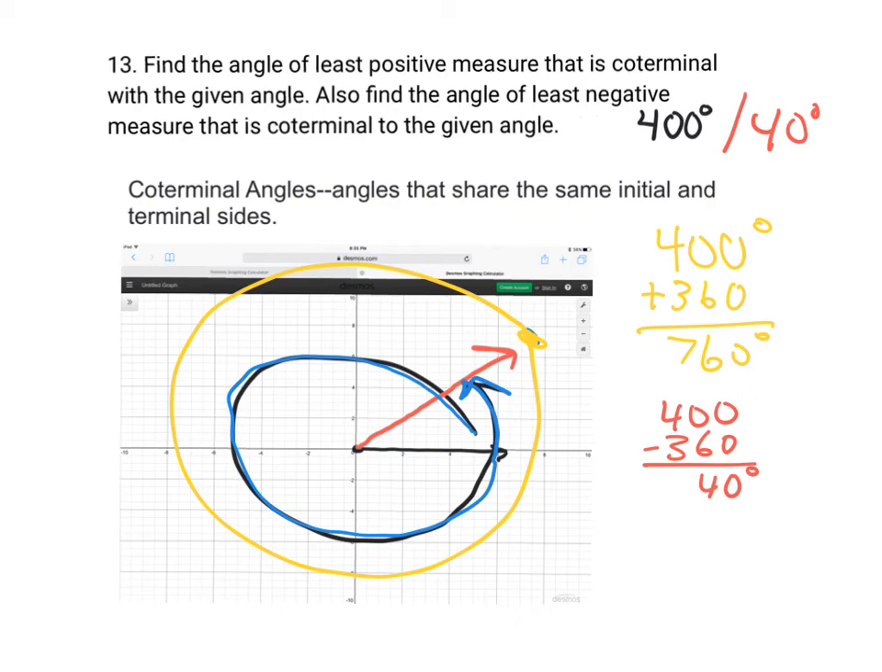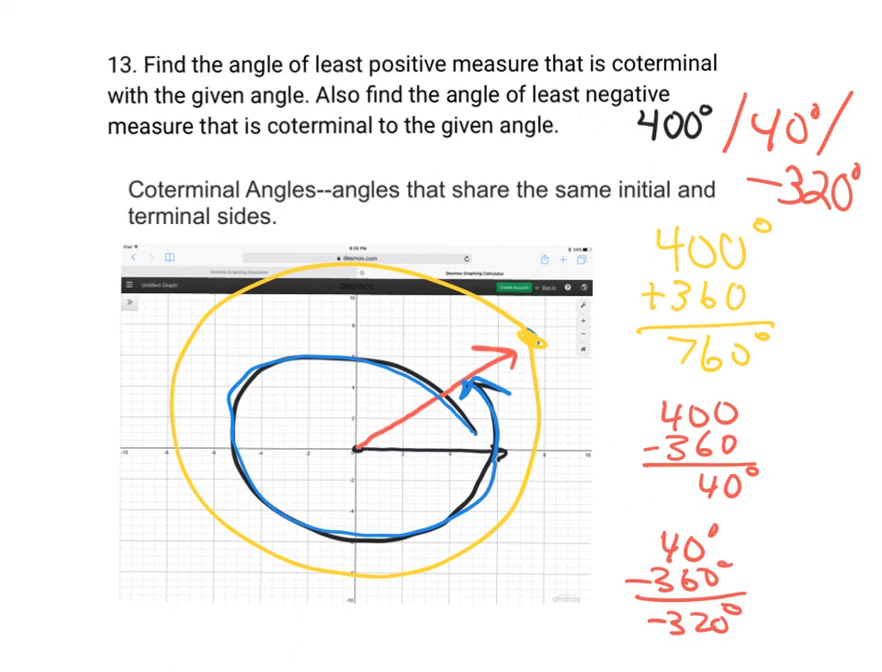And now I want what I want to call the least negative, or the smallest negative, so the highest negative number. I don't want to be infinite. I want to go the other direction. So if I now subtract another 360, that's going to give me negative 320, and that's going to be the least negative angle that I can create. So that's the answer to the other part of this problem.